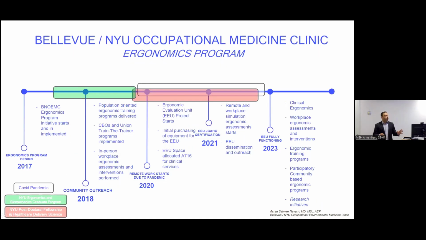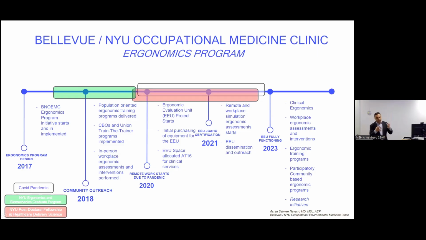So we created this ergonomics evaluation unit, which has been functioning for some time now. Back in 2017, we saw the need of creating an ergonomics program with a more population health approach and not focus on the workplace. So we wanted to do population health, which is what we really should do, thinking about not the individual patient, but how can we impact people and groups of workers. So, we started doing community outreach, population-oriented ergonomic training programs.